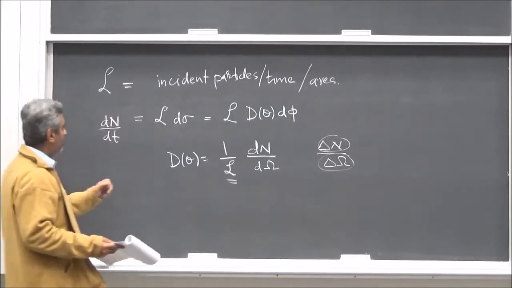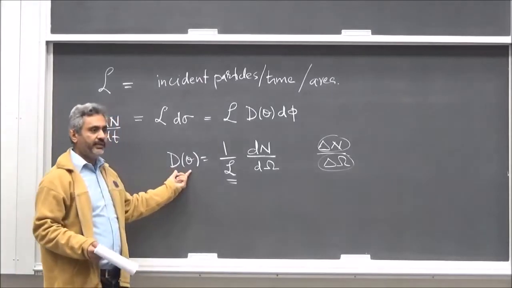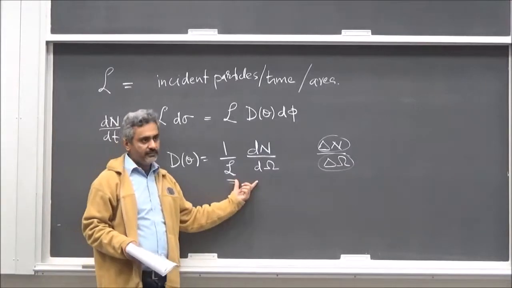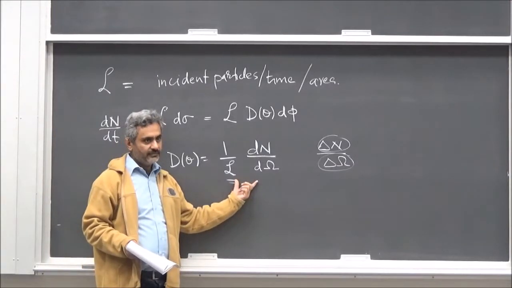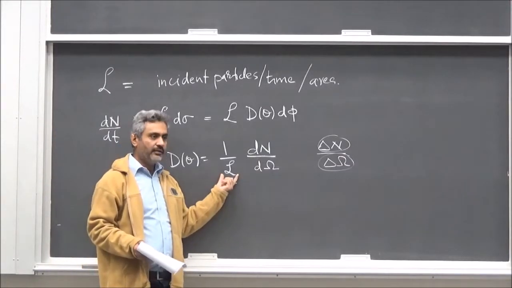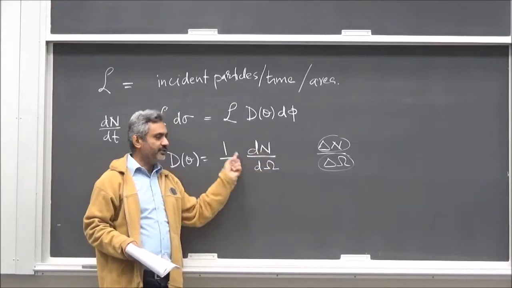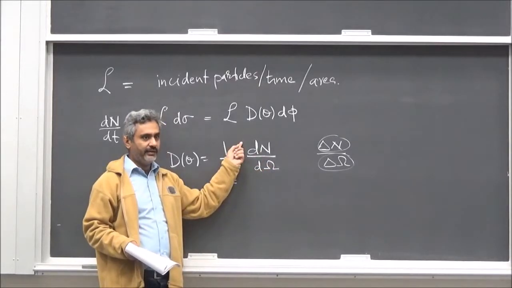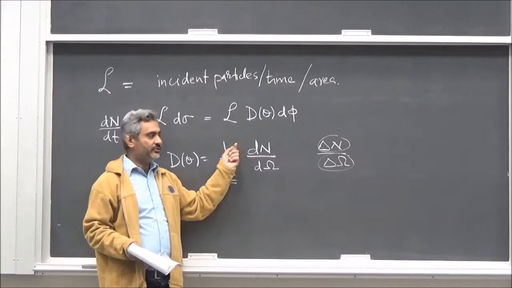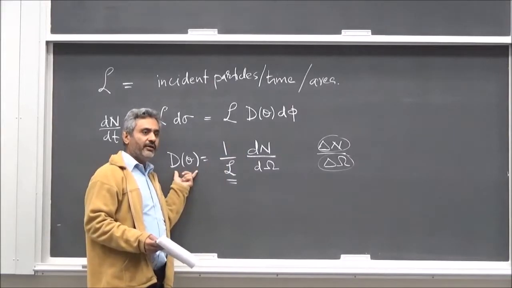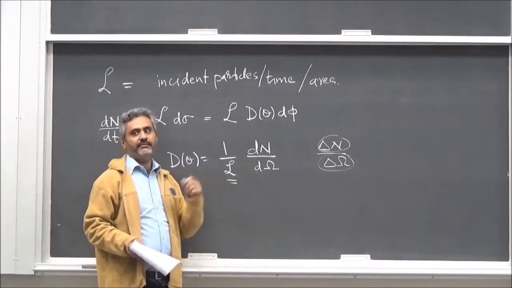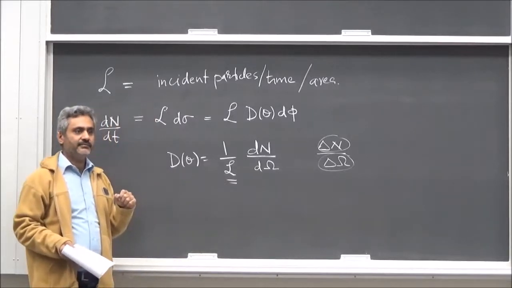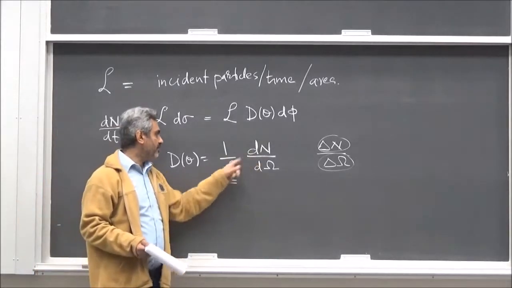Okay, so I've been calling this the probability. Can you see this from here? This is the total, and this is the fraction that you're getting in that area at angle theta. So this is the probability of being scattered in the direction theta. Okay? Fraction over total.